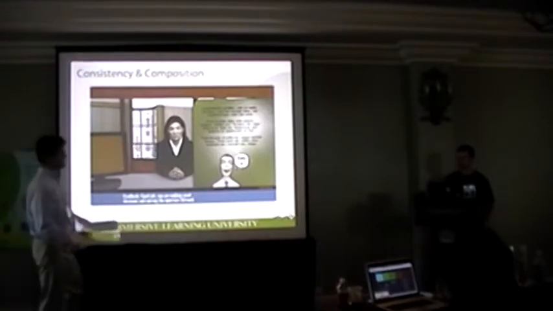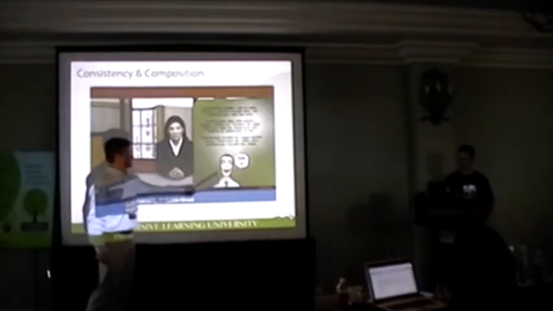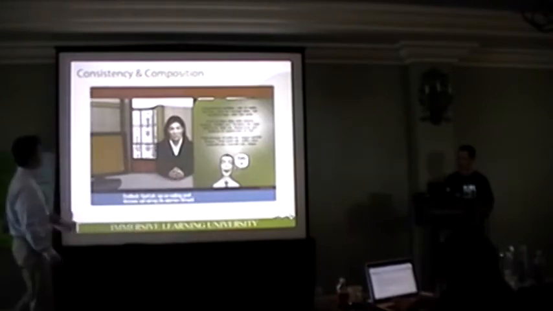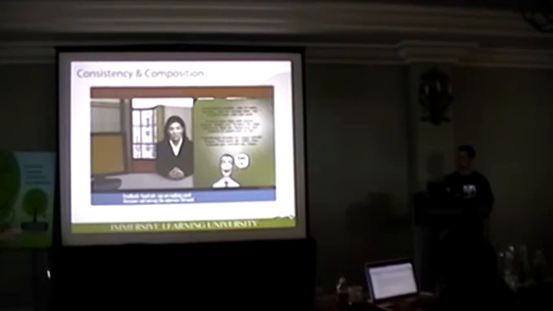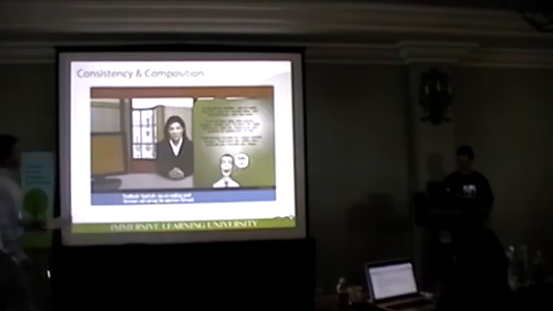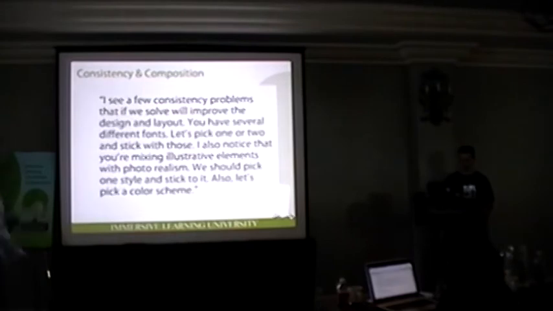So we look at this. We've got this illustrative guy here who's saying, say it. We've got this video photo agent. We've got a number of different fonts. We've got a color scheme that isn't working. Got some texture on here, but consistency's been thrown out of the window on this. So what might we say? I see a few consistency problems that if we solve will improve the design and the layout. You have several different fonts. Let's pick one or two and stick with those. I also noticed that you're mixing illustrative elements with photorealism. We should pick one style and stick to it. Also, let's pick a color scheme.